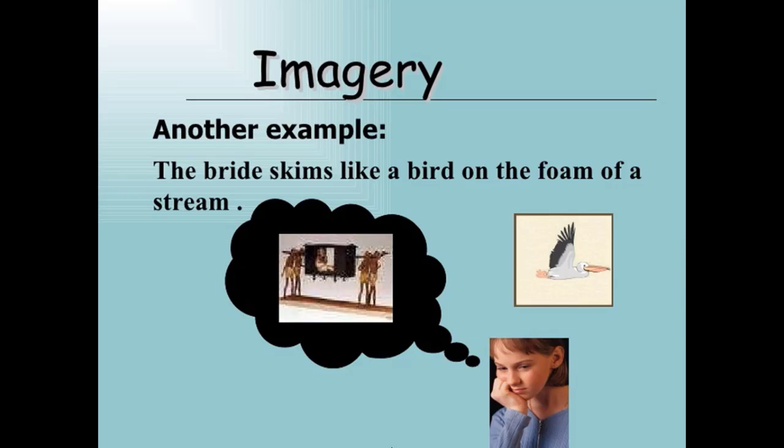Now look at the same example from another point of view. The bride skims like a bird on the foam of a stream. Now you start thinking and making images. For example, it's like a stream, and upon the stream is foam, and skims means to fly. So the bride skims like a fly on the foam of a stream. So this is imagery, the words which create an image in your mind.